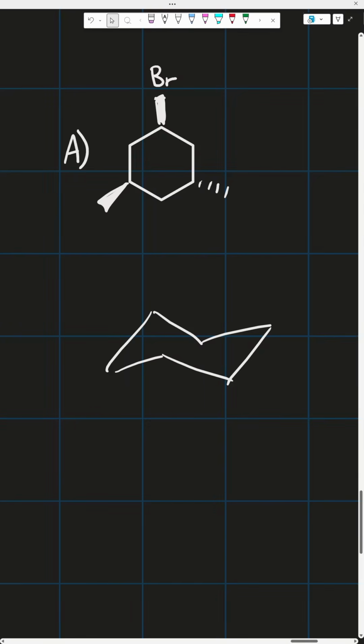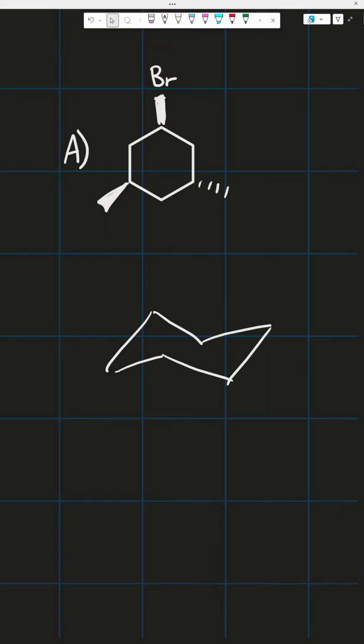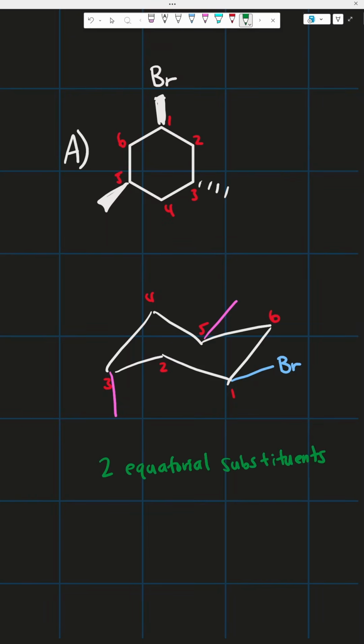In A, we have a wedged bromine, so we can draw the bromine up in equatorial on this carbon right here, labeling it carbon 1. Then labeling the rest of the carbons, we can put the methyl group at carbon 3 down, which will make it axial. Then we add the methyl at carbon 5 up, which will make it equatorial. Therefore, we have 2 equatorial substituents in total.